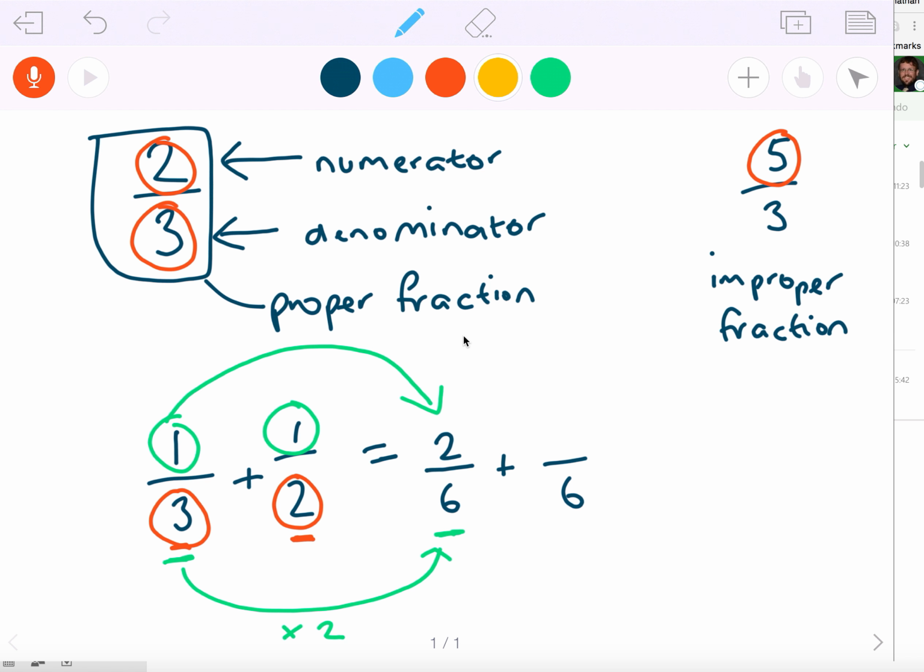Now I'm going to do exactly the same thing for the other fraction. In this case, my denominator over here is 2, and I've changed it to 6. What have I done to the denominator to change it from 2 to 6? This time I've multiplied it by 3. If I've multiplied the bottom by 3, I've then got to multiply the top by 3, so I'm going to multiply the numerator by 3. 3 times 1 gives me 3/6 there. So I've now got a common denominator.